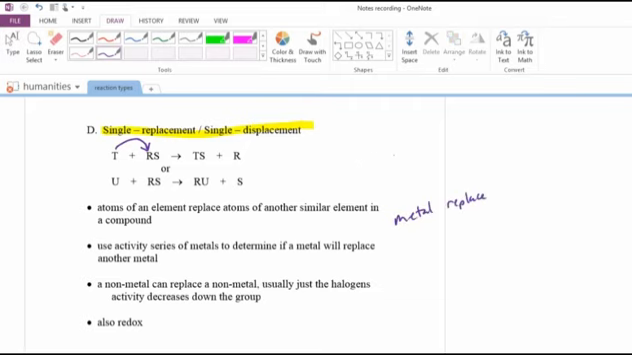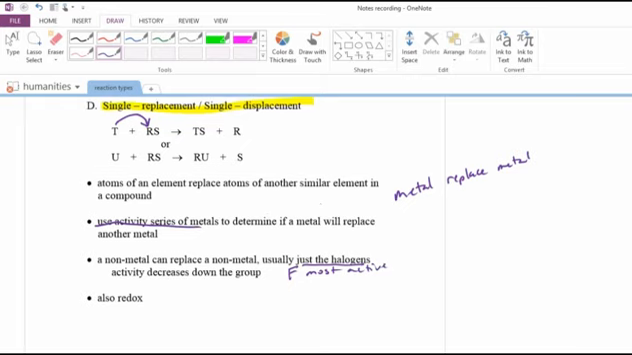So, metal will replace metal, except we have to use the activity series because not all metals will replace others. Nonmetals can replace nonmetals, but that's really just the halogens. Activity decreases down the group, so fluorine is the most active. Some generalizations about the activity series of metals.